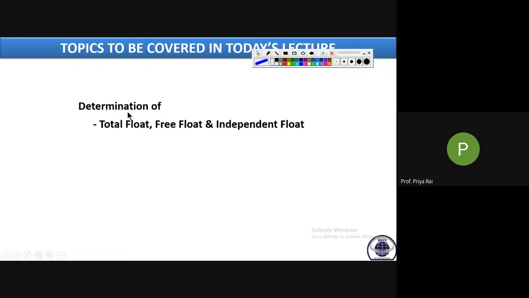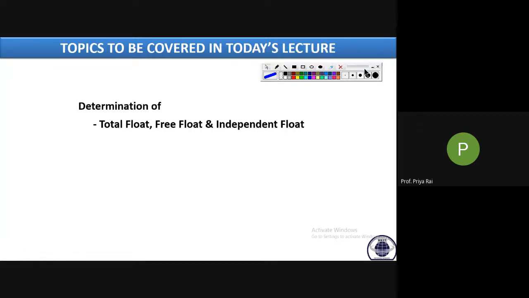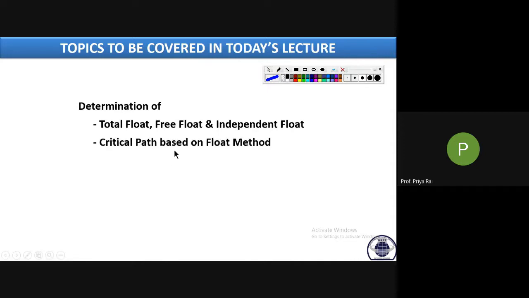So what we will be learning today: we will try to solve a numerical where we need to calculate total float, free float, and independent float. Then based on these three floats, we have to identify which activity is your critical activity. Now can you tell me, as per the definition, which activity can be considered as a critical activity? What is the condition for an activity to be critical?